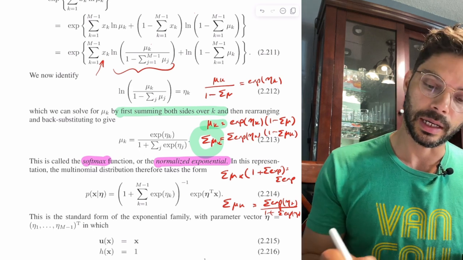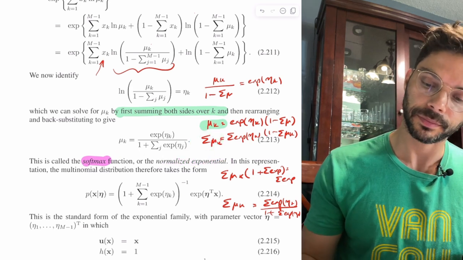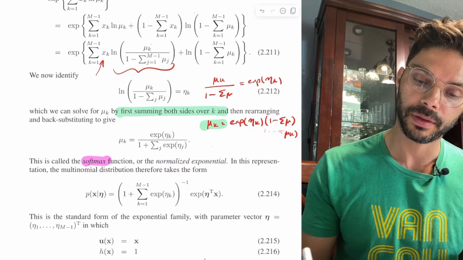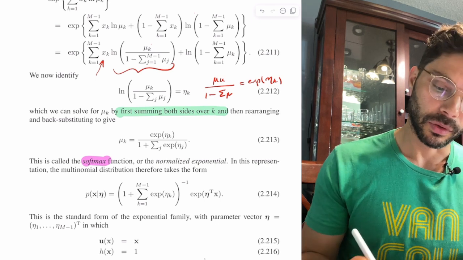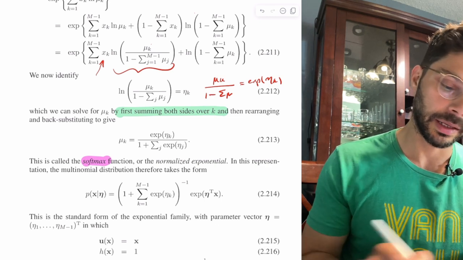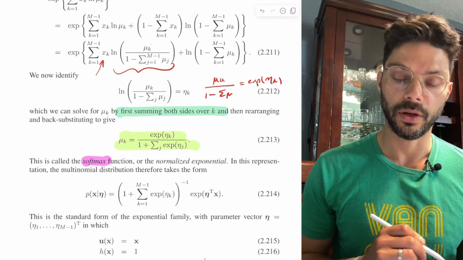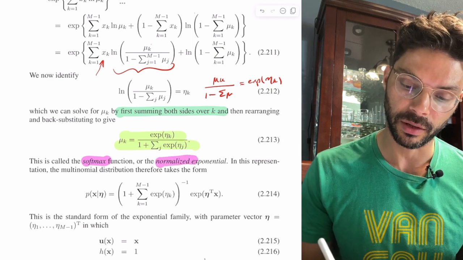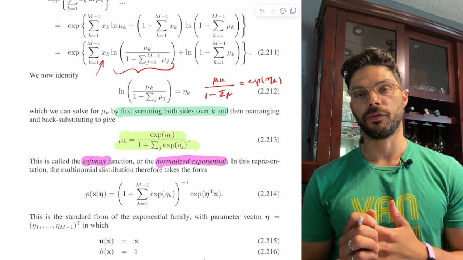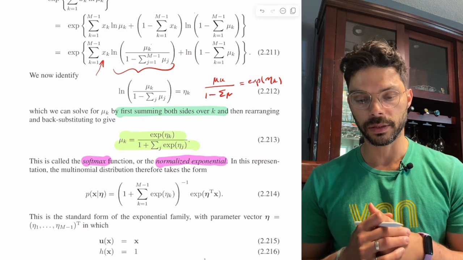So let's highlight that. I'm going to erase all this stuff. Okay, so this is a good one to highlight. Very good. And indeed, this is called the softmax function, which you might have heard about if, for example, you work with neural nets.